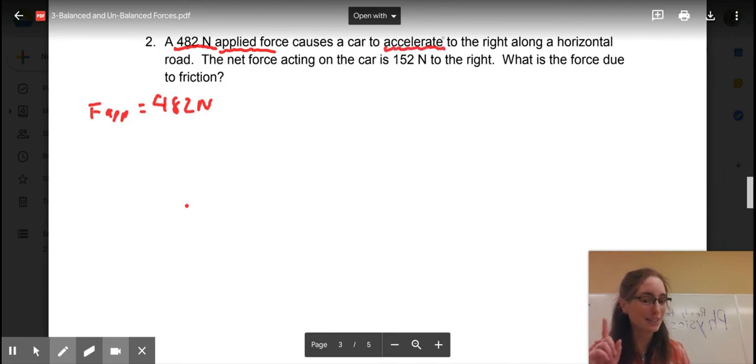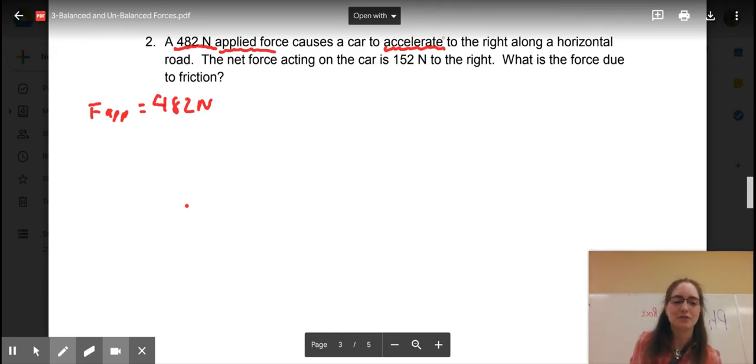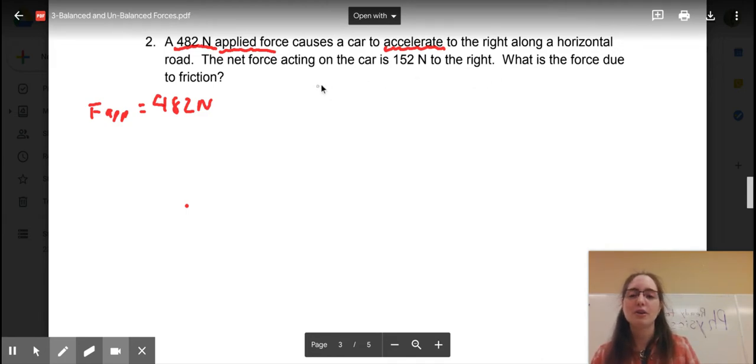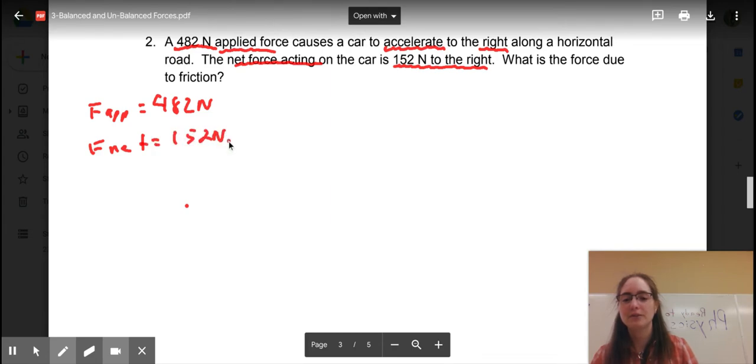Ladies and gentlemen, when we say accelerate, this tells us we have a net force along a horizontal road. So our direction is to the right. And the net force acting on the car is 152 newtons to the right. Okay. So my Fnet is 152 newtons to the right. What is the force due to friction?